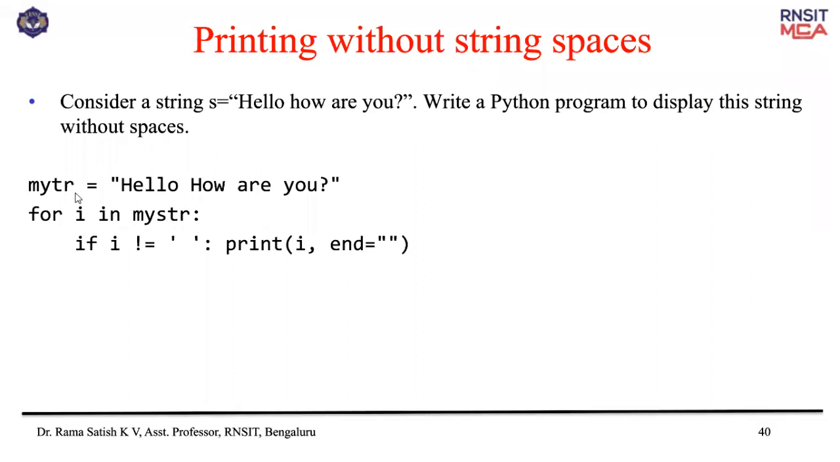So I store it in my str. Sorry, s is missing, my str. And here i is looping from h till the question mark, starting character till the ending of the string. Every time it is checking whether the character is a space. If it is not a space, then it is printing. If it is a space, it is not going to print at all. It will just skip and go to the next one.